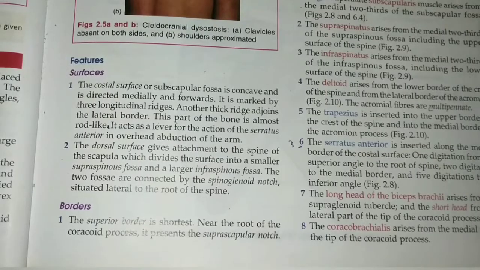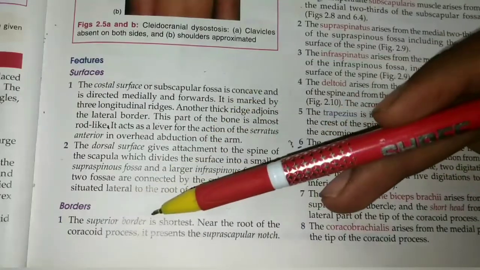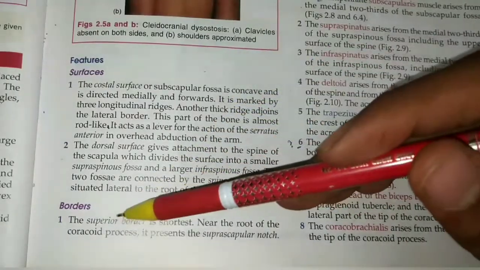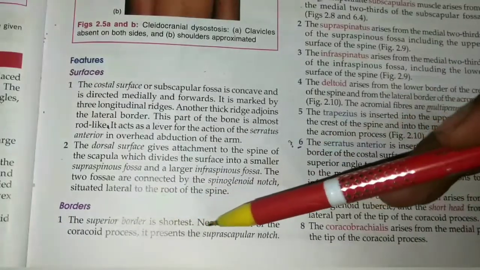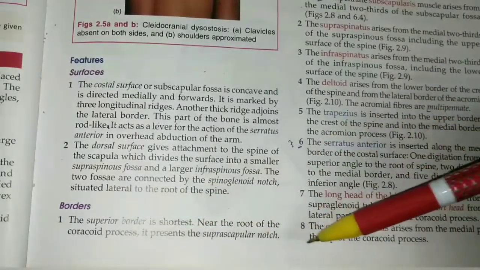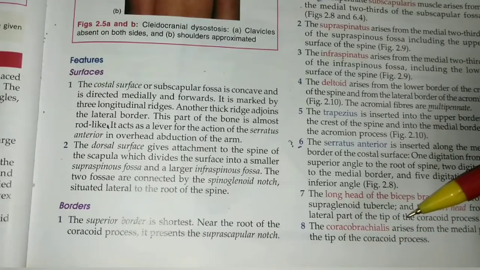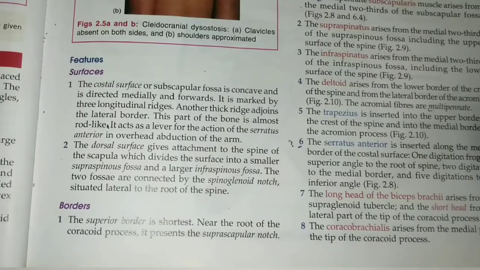So now coming to the borders of the scapula. The superior border is the shortest. Near the root of the coracoid process, it presents the suprascapular notch. See, in the last video on the clavicle, I told you that there is a coracoid process present on the scapula.